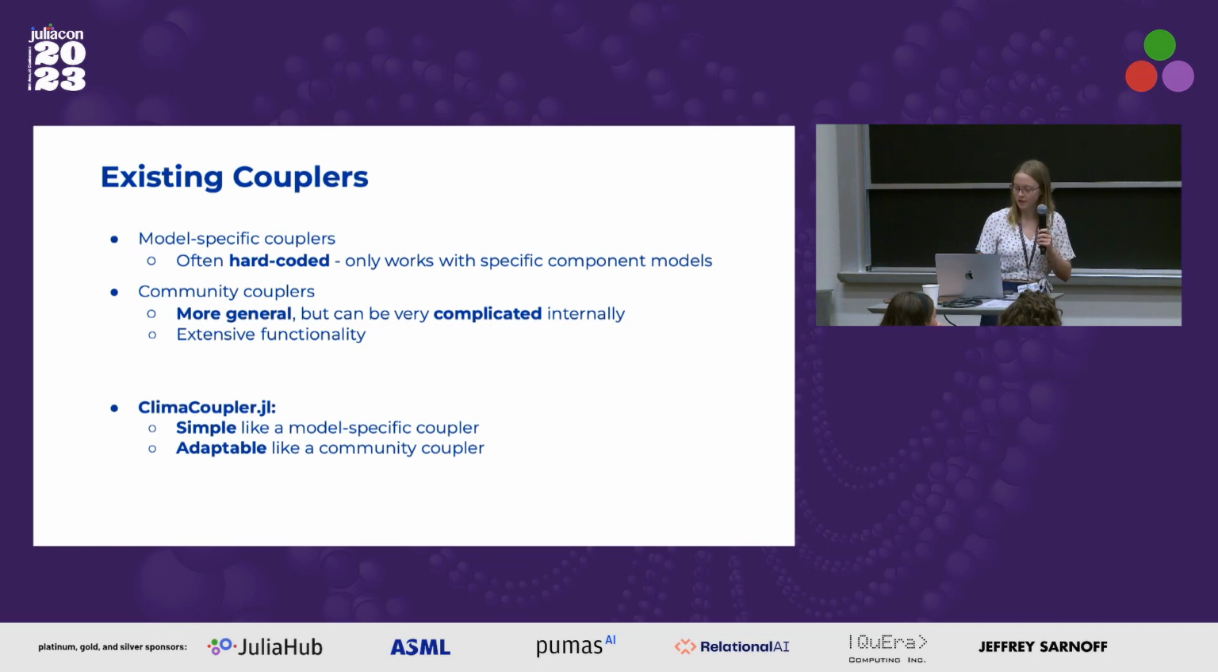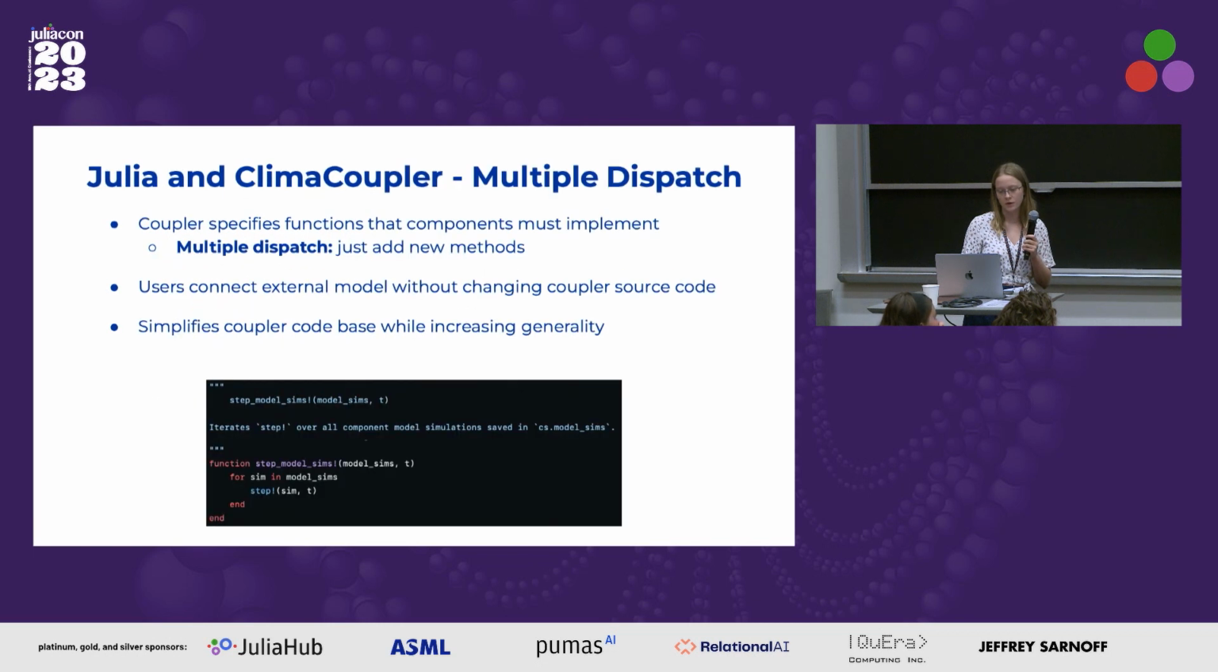Since we're at JuliaCon, I'm going to get into a little bit of how Julia plays a role in this. One of the benefits of Julia that's been really helpful in our development of the coupler is multiple dispatch. I'm sure this is one of our favorite features of Julia for most people here. The coupler has a unique role in that it has to specify this interface that each of the component models must implement.